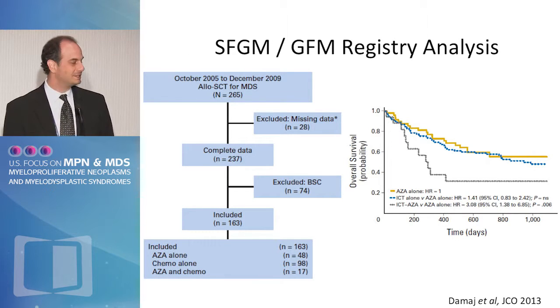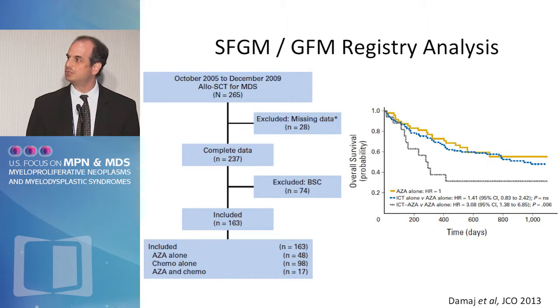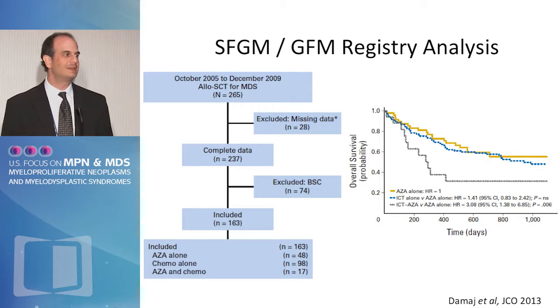This group included 48 patients who had azacitidine alone, 100 or so who had chemo alone, and then 17 very bad actors who required both therapies before getting to the transplant unit. Very quickly, I dismiss the lower curve. That's the group of patients who received both induction and hypomethylating therapy prior to transplant. They, of course, did worse, as one would have predicted.